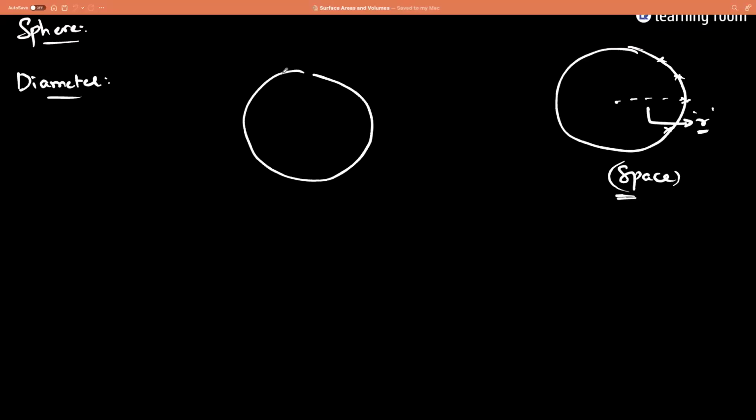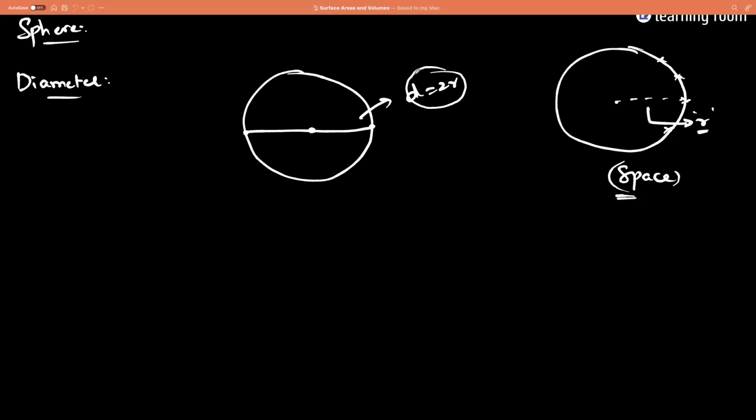If I take a shape like this, a sphere is basically in space. A sphere is a shape in space where all the points are equidistant from a fixed point called the center. The constant distance is called the radius. Now, the diameter. If I take a sphere and draw a line segment joining 2 points on it and passing through the center, we call it a diameter.